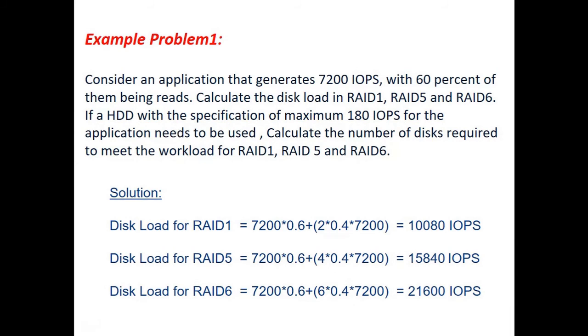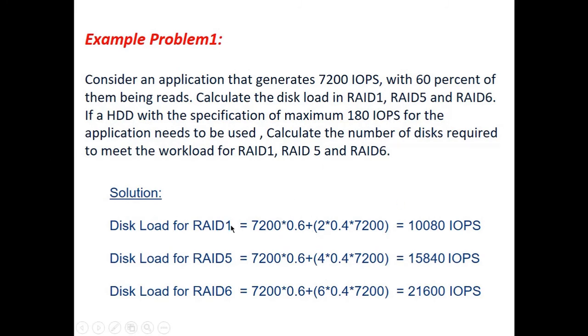Disk load is calculated using the formula: total IOPS into percentage of reads plus total IOPS into percentage of writes into the write penalty value for a given RAID level. Okay, the total number of IOPS into the percentage of reads plus total number of IOPS into the percentage of writes into the write penalty for a given RAID level. So let us first compute the disk load for RAID 1. As we had seen earlier, the write penalty value for RAID 1 is 2.